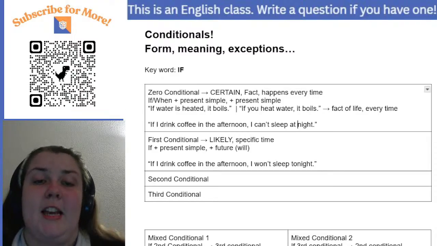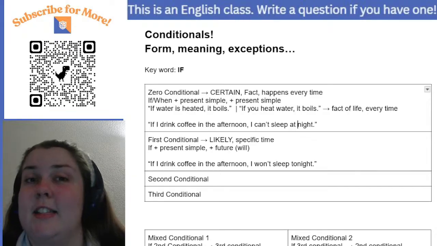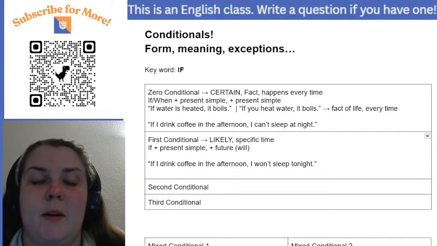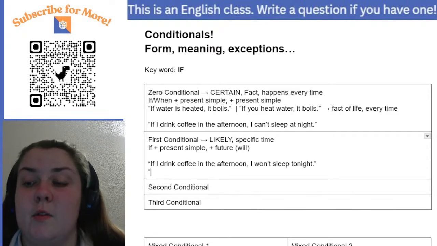But if I say, if I drink coffee in the afternoon, I can't sleep at night, then that means that it happens all the time. Okay? There is a very distinct difference there. But let's see if we can think of some more examples.